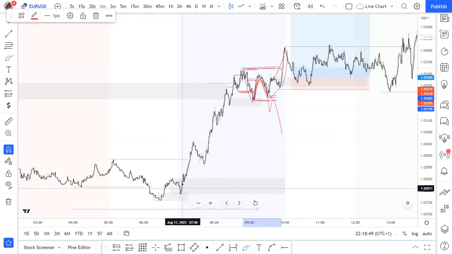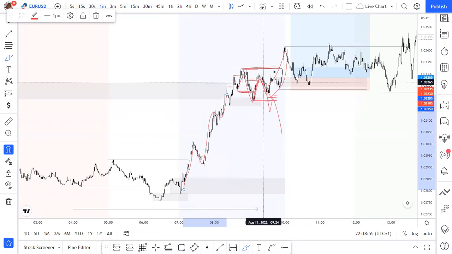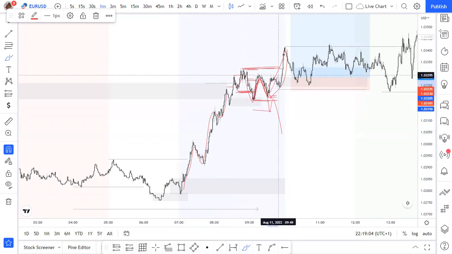Now mind you, the only confirmed structure we had, based on the 1 minute structure I was following, was actually bullish market structure. We only had some kind of break here, but price didn't continue down. So we continued that bullish market structure.